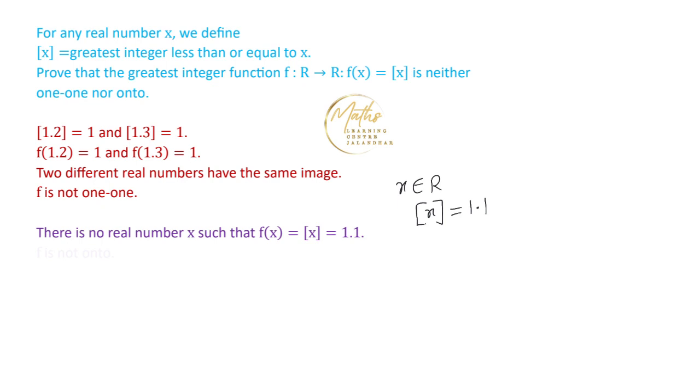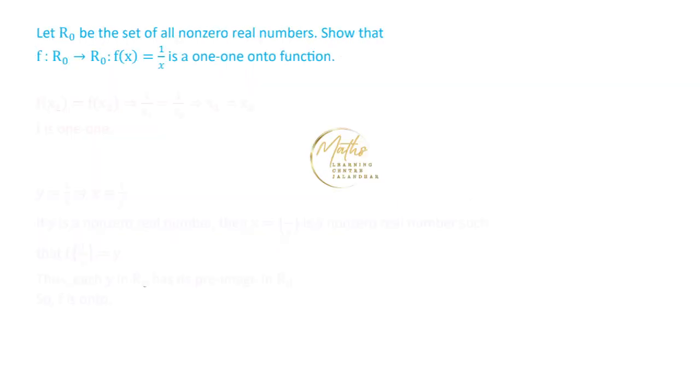So what we get is that f is an into function, it is not an onto function. Now next we have: let R naught be the set of all non-zero real numbers. R naught is this set, and we have to show that the function defined from R naught to R naught, f(x) is equal to 1 by x, is a one-one onto function.